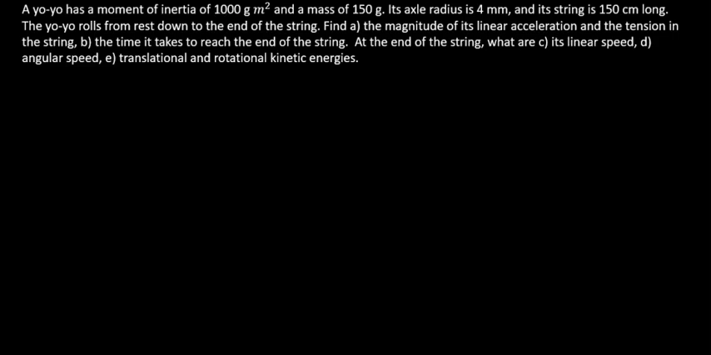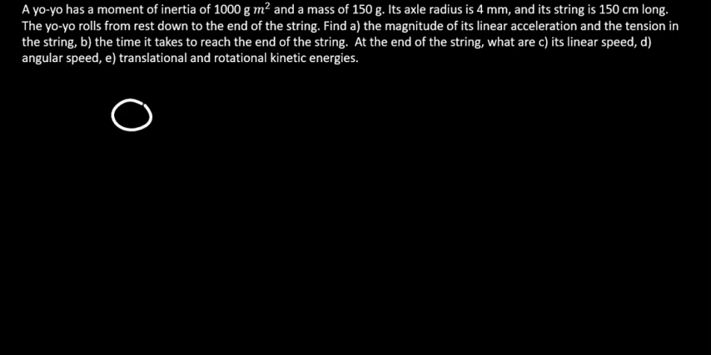A yo-yo has a moment of inertia of 1000 grams meters squared and a mass of 150 grams. Its axial radius is 4 millimeters and its string is 150 cm in length. So it rolls from rest down to the end of the string. Find the magnitude of its linear acceleration and the tension in the string. So let's do part A.